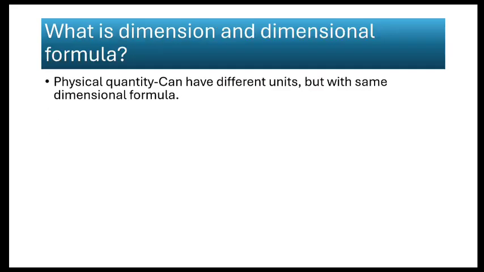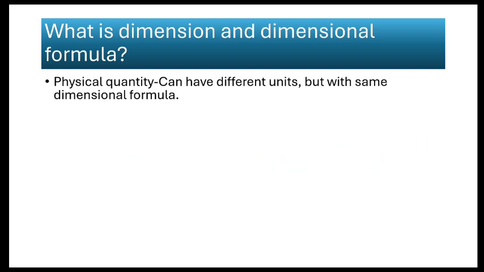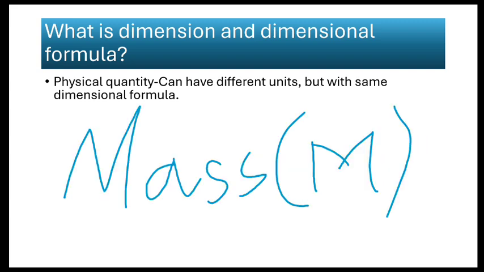So what is dimension and what is dimension formula? Physical quantities can have multiple, different units. As I told you, length has meter, centimeter, kilometer. For example, mass has kg, grams, etc. So there might be multiple different units for a physical quantity, but with the same dimension formula. Whether you take kilogram or grams, both are measurements of mass only.